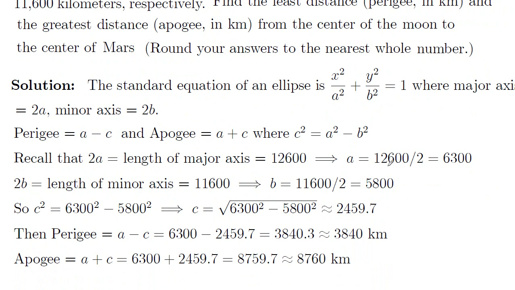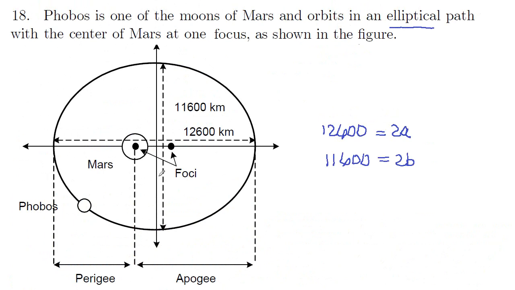So a is 12,600 divided by 2, 6,300. b is 11,600 divided by 2, which is 5,800. That lets us fill in this equation, but we actually don't need to. What we need is the distance to the focus, which is the variable c. In other words, the distance from the center out to one focus, so that distance there. Let me draw that a little bit better. That would be this distance here. That's c. And this distance here is a, because 2a is the major axis.